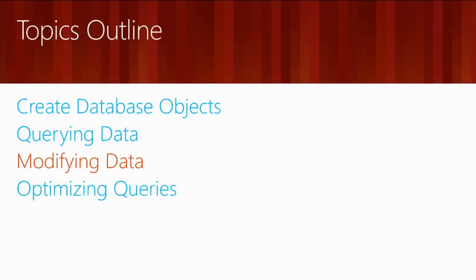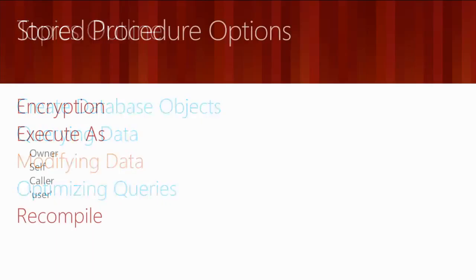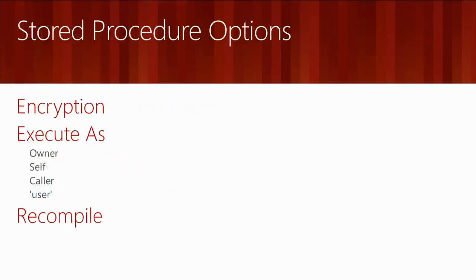Okay. Let's talk a little bit about modifying our data. Our stored procedure options: ENCRYPTION, we know; RECOMPILE is going to recompile every time it executes. EXECUTE AS: I can specify a user, a hard-coded string, just run as Steve. I can tell my stored procedure to run as whoever currently owns it. The two that always cause confusion are SELF and CALLER.